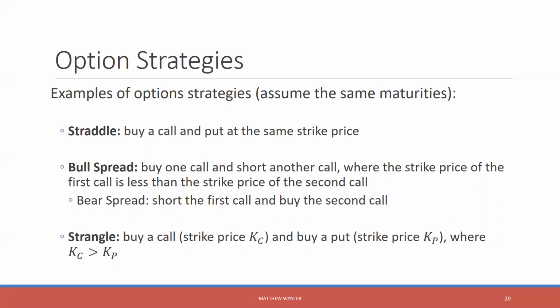So for all of these, we're going to assume that all of the options that we buy or sell have the same maturity. With the straddle, we're going to buy a call and buy a put with the same strike price. We can also have a bull spread. With a bull spread, you buy one call, you short one call. The strike price of the first call that you bought is less than the strike price of the second call that you sold. And there's also a bear spread, which is sort of the opposite. We also have a strangle, where you buy a call and buy a put, but the call and put don't have the exact same price.